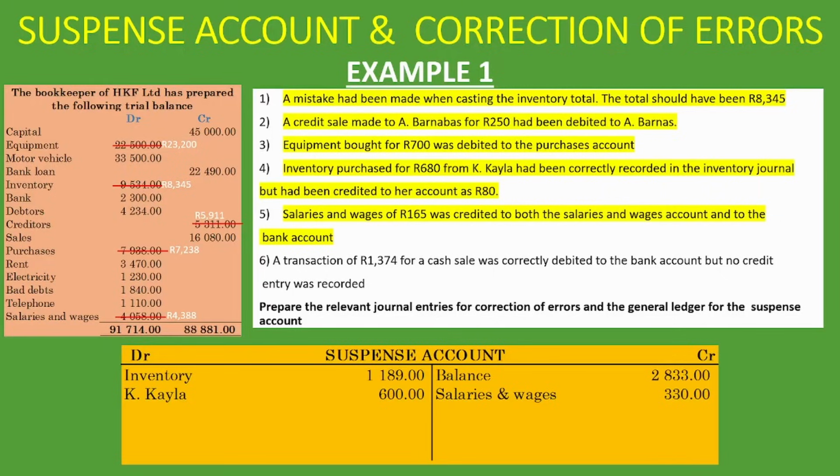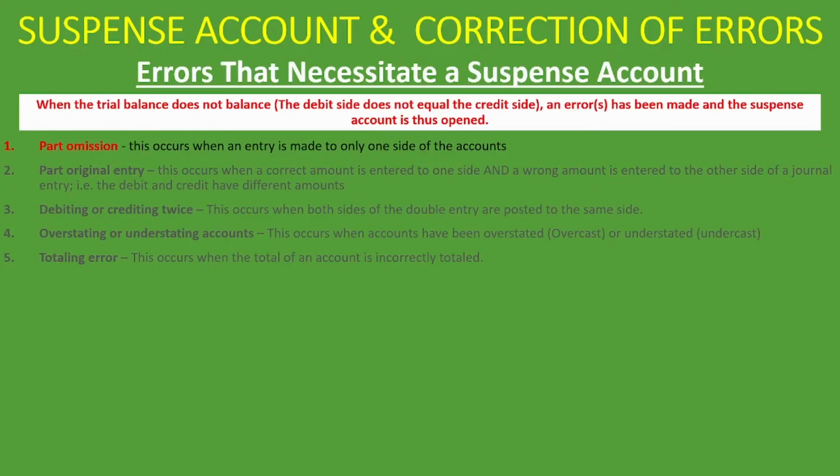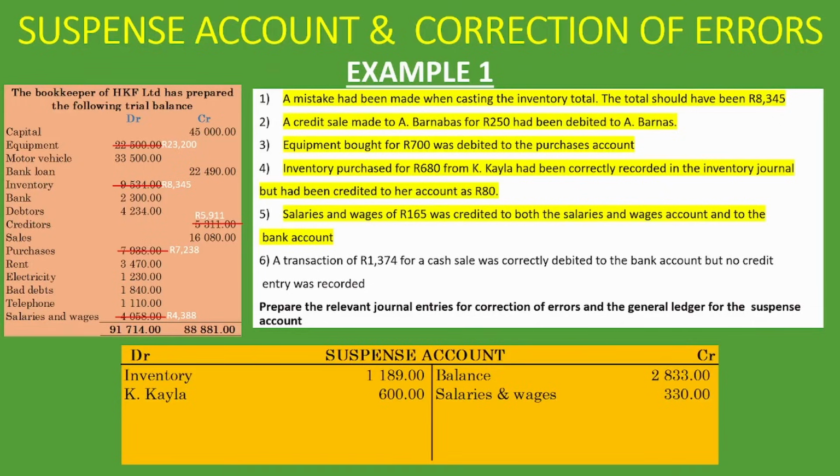So if it's part omission, we know that it affects our suspense account. Remember, this is not complete omission, this is part omission. All right, and part omission here does affect our suspense account, as we had seen earlier. This occurs when an entry is made to only one side of the account. Okay, so what's the other side that we omitted?